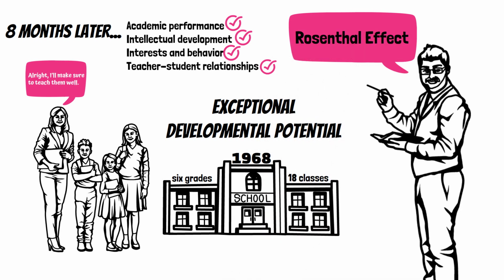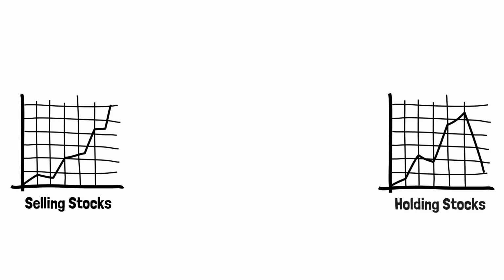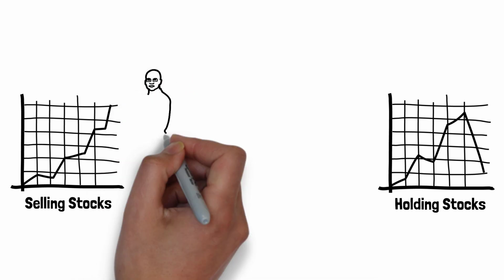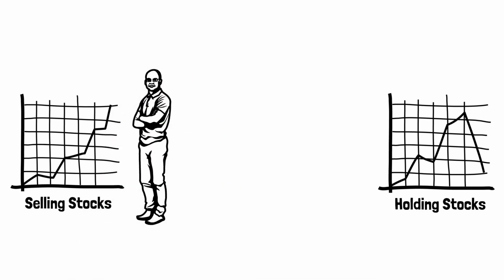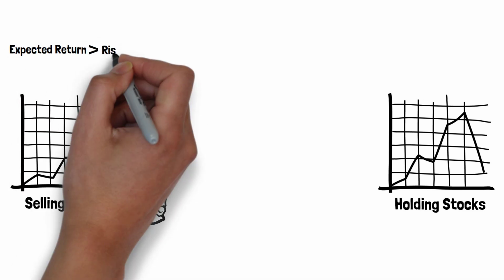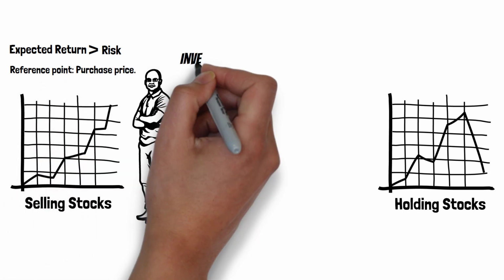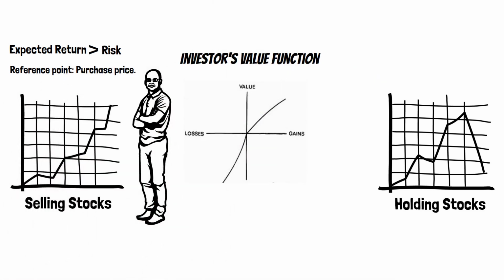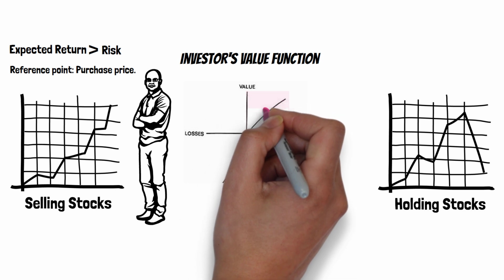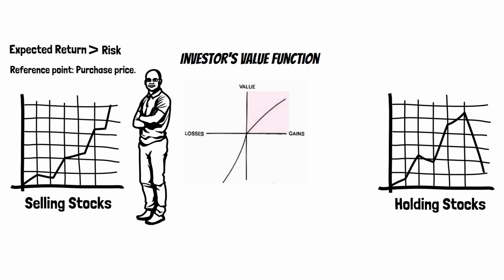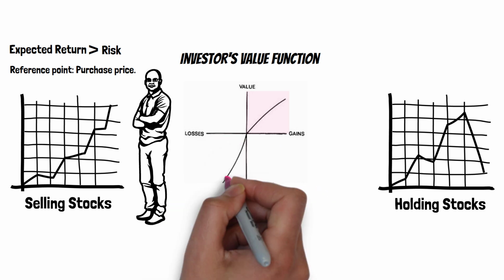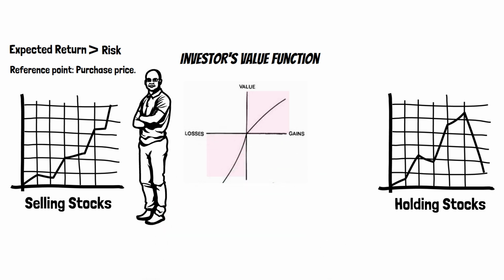The observer effect also helps explain why investors sometimes tend to sell stocks that are showing paper profits while holding onto stocks with paper losses. Suppose an investor buys a stock, believing that its expected return is sufficient to compensate for the risk. If the stock appreciates, the investor will use the purchase price as a reference point, placing the stock's price in the concave risk-averse portion of the investor's value function. However, if the stock depreciates, its price will fall into the convex, risk-seeking portion of the investor's value function.